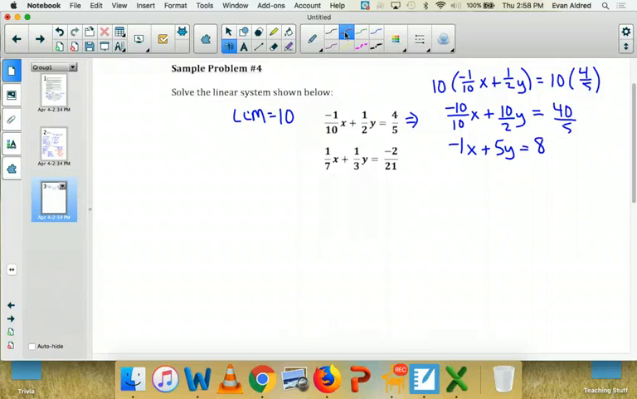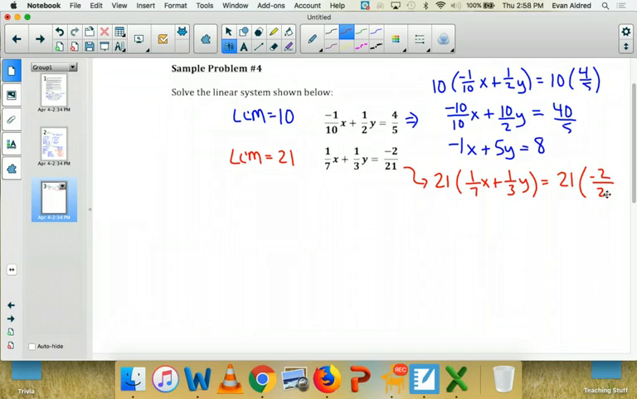Our numbers are 7, 3, and 21. Well, the LCM for those is 21. So same idea. We're going to take each side of the equation and multiply it by the LCM. And what will happen by doing that is all of our fractions will be gone. So let's take a look at how that will work.